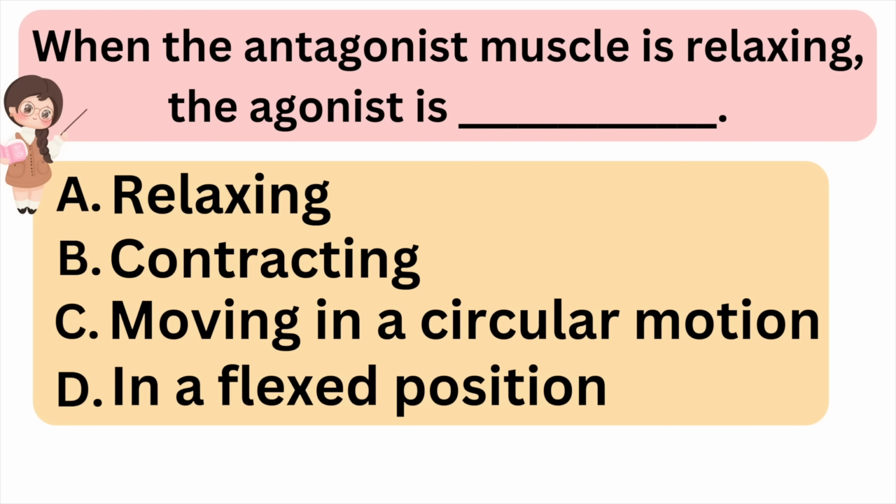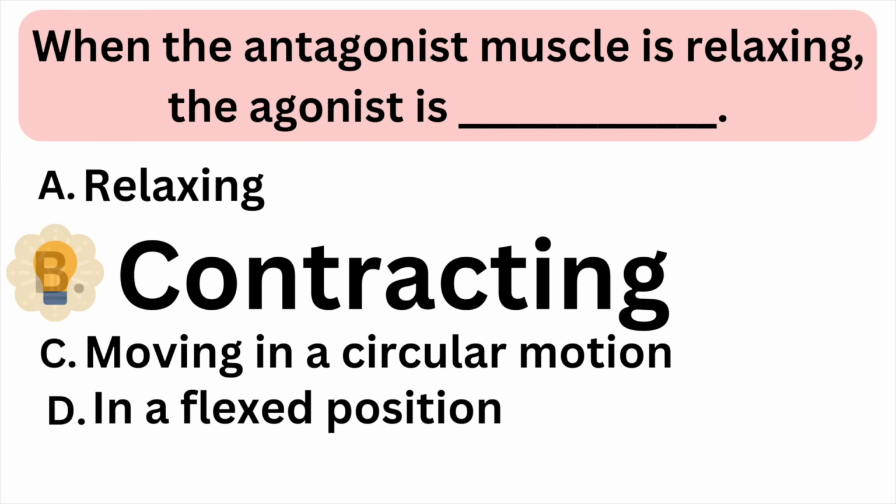When the antagonist muscle is relaxing, the agonist is blank. A, relaxing, B, contracting, C, moving in a circular motion, or D, in a flex position. Our answer here is contracting.